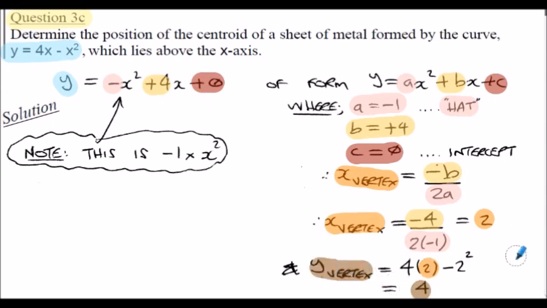So essentially here we know that the shape is like a hat, so the vertex is a maximum occurring at x equal to 2, y is equal to 4. What we do not know is the range over which to integrate, so that's the next step in the process.